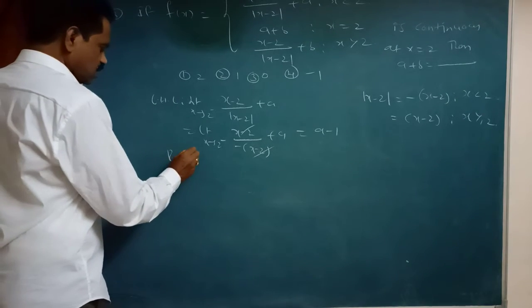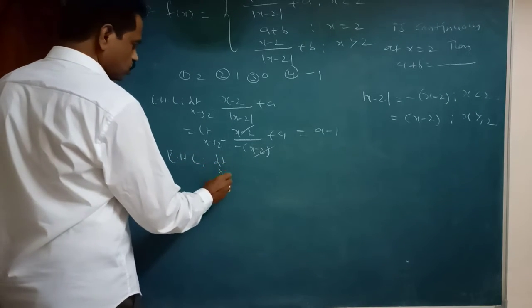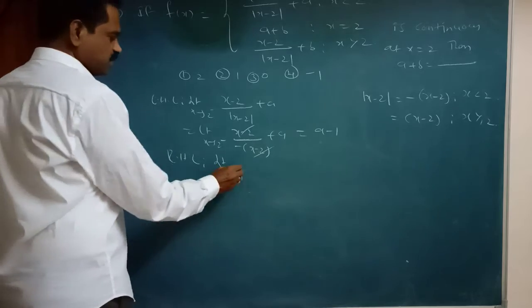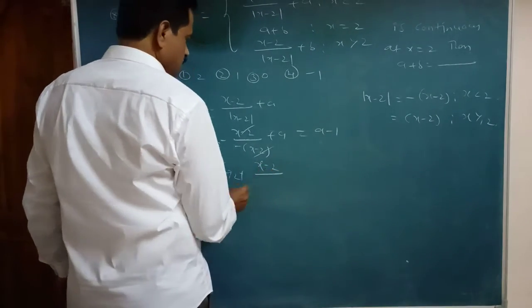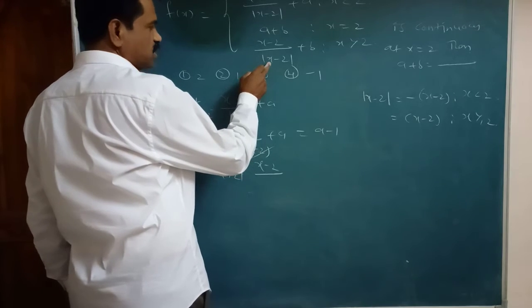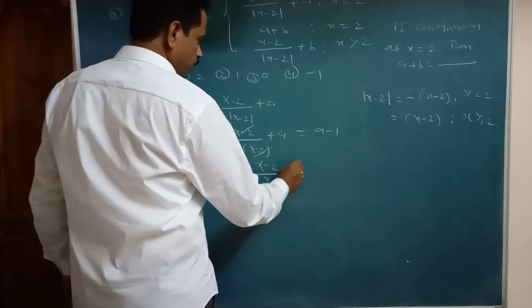Then RHL, limit x tends to 2 plus. 2 plus means x greater than 2. What is the function? X minus 2 by, here greater than 2 means it is x minus 2, plus b.